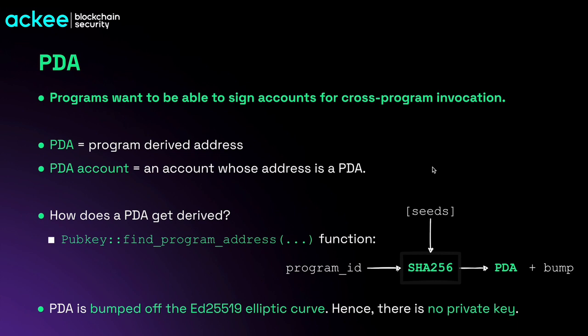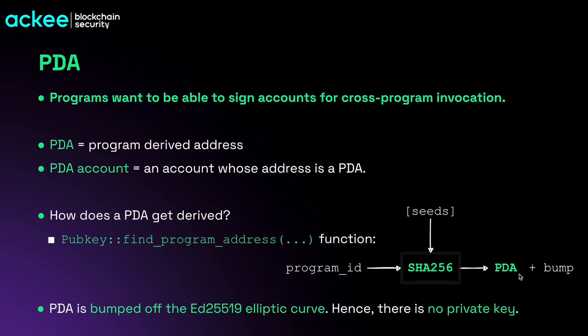So let's just recap this a little. Programs want to be able to sign for accounts for cross-program invocation. PDA is Program Derived Address. It is the actual address of our PDA account. On the other hand, a PDA account is an account whose address is a PDA. Now, how does a PDA get derived? As I said before, the PDA gets derived from our program ID and the array of seeds that we specify, and then using the SHA-256 function, we combine it with our program ID and we have a PDA as a result.